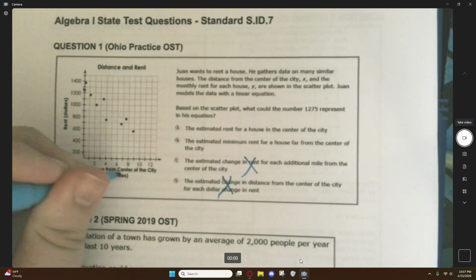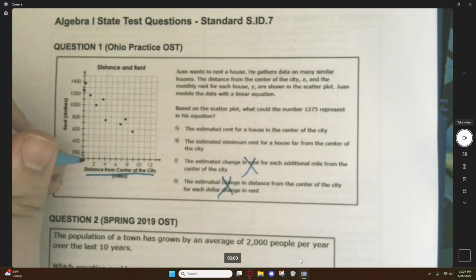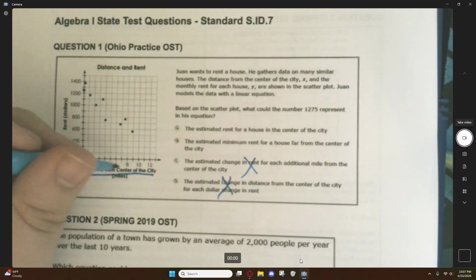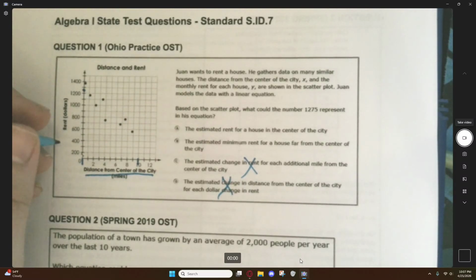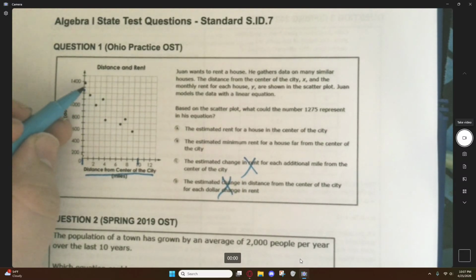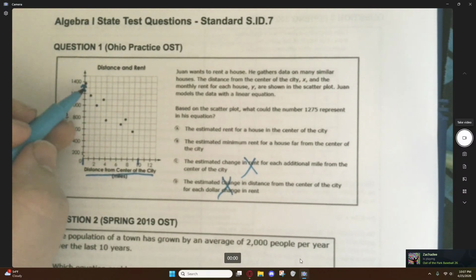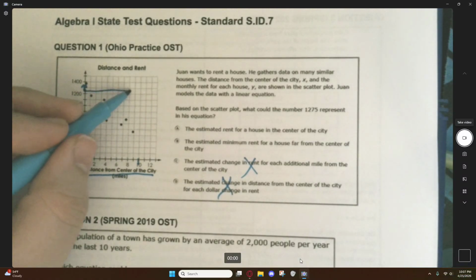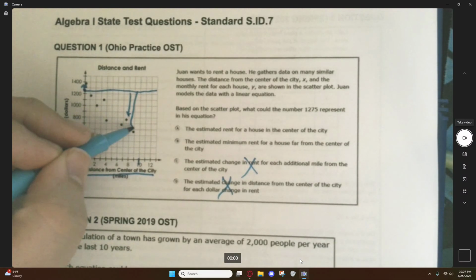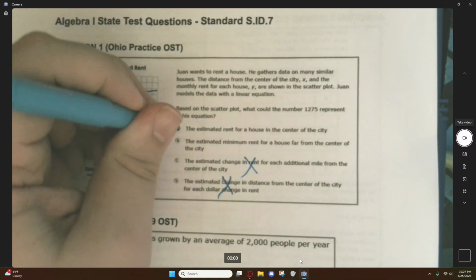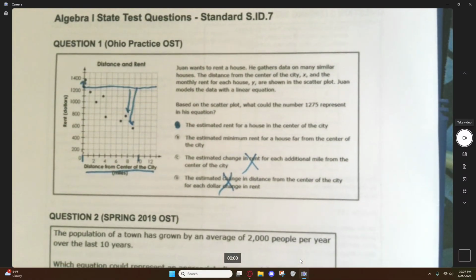Our x-axis represents the distance from the center of the city. So something at an x of 0 would be right smack in the middle of the city, while something at 10 would be 10 miles away from the center of the city. 1275 hovers much nearer the top of the data, right next to this spot right here, which is an actual point of data. And compared to the rest of the data, as you get farther from the city, it is ridiculously far away from the other rent numbers. So I would say that this would be the estimated rent for a house in the center of the city, which is A.